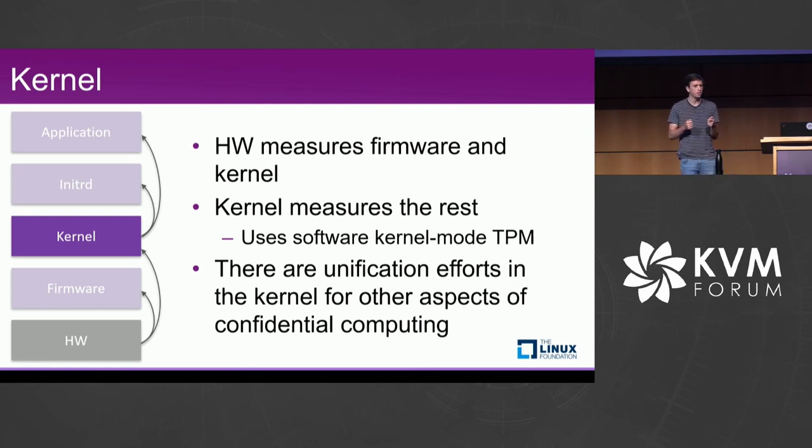And for other parts of confidential computing, there have been some attempts at unification, like UPM. Some of these ideas are not without controversy. It might be complicated to get people to agree at the kernel level, but at least it's worth thinking about that if we can measure the firmware and the kernel, we could have the kernel take care of things and be the thing that joins everything together.